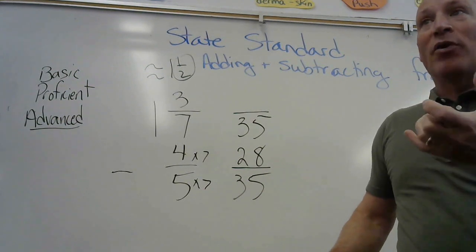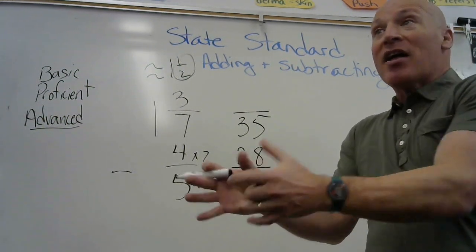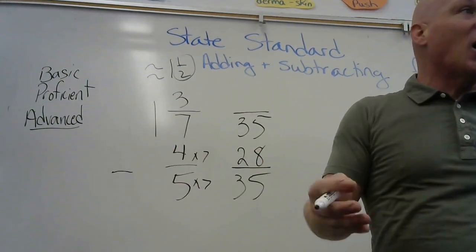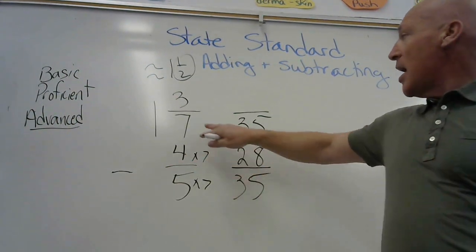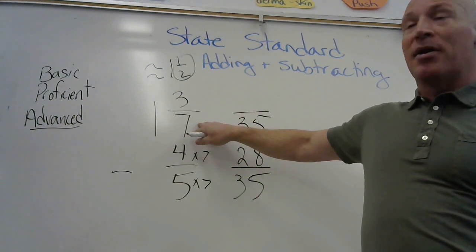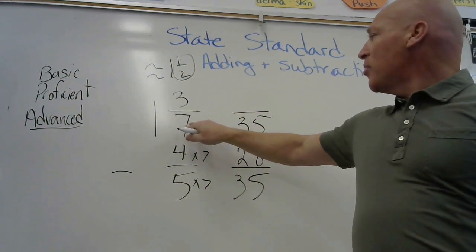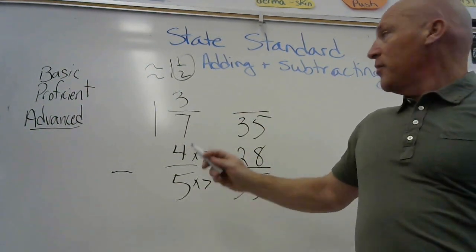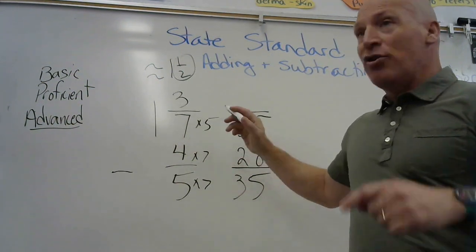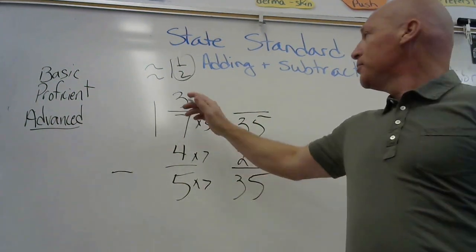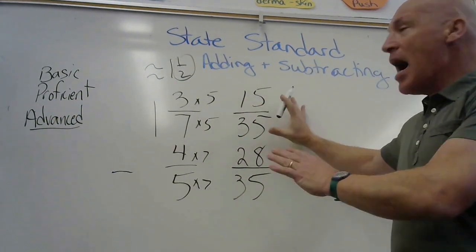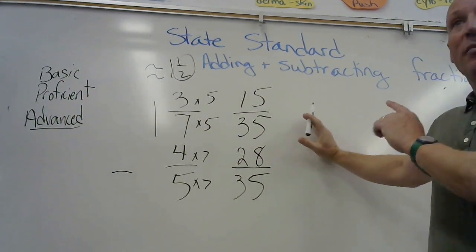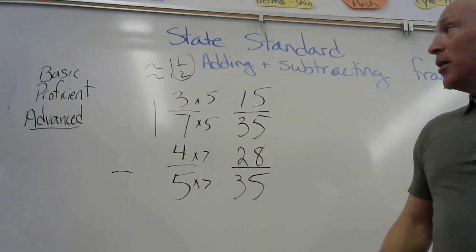That was the real power of the bar models, that you saw that that square didn't become any bigger. I just cut it up into more pieces, right? That's what I did here. Now we do the same thing to the top fraction. 7 times what gives me 35? 5. And whatever I do to the bottom, I've got to do to the top. What's 3 times 5? Now I have the algorithm that does the same thing that the bar model did.